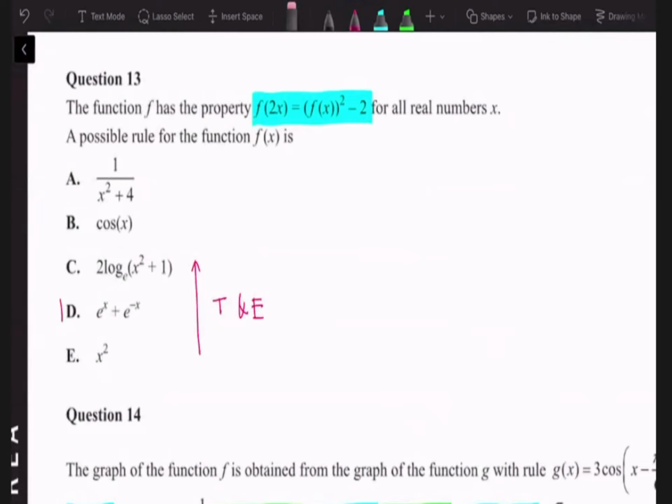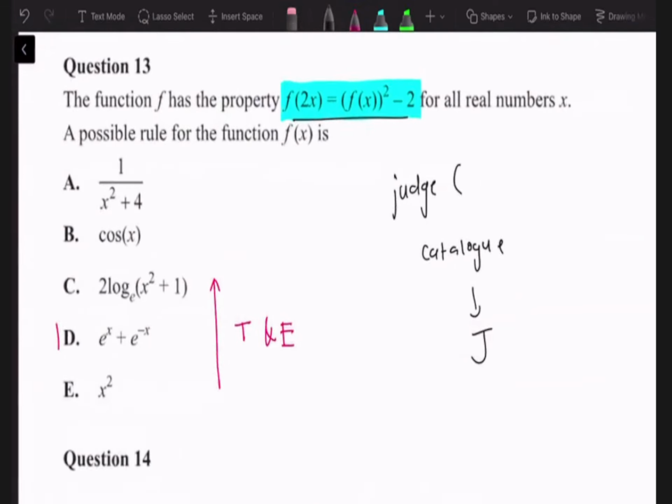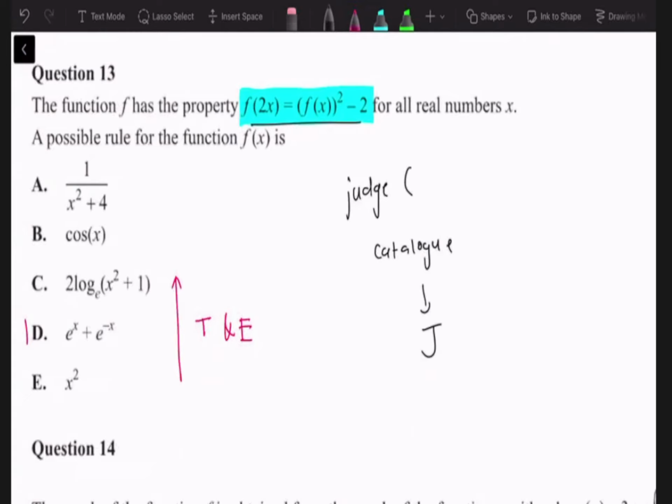So question 13. It gives you a property and asks which function it is. The easiest way to do this question is to use the judge function on your calculator. It can be found in the catalog. Just scroll down to J, or you could save it as a shortcut because at least one of these questions comes up in every multiple choice section. So it's probably easier to just save it as a shortcut key. If you don't have the judge function, unfortunately, you're going to have to do it all by hand. But it should be fine, hopefully. But yeah, you just get D.